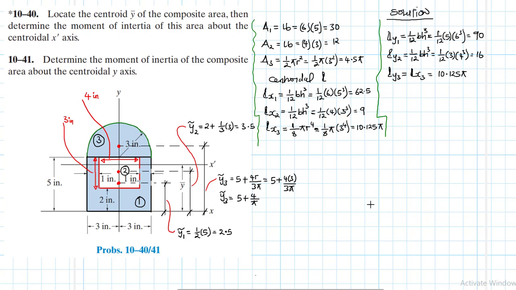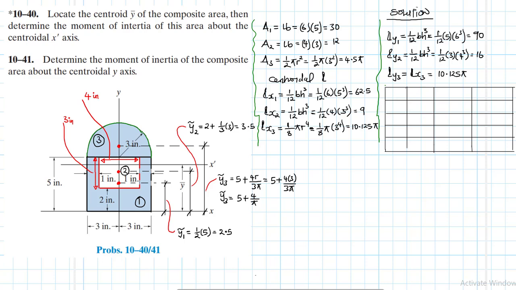Okay. So let's work out now which one do we start with. Okay, let's start with centroidal y bar. There we go. I think this is good enough. So we have part, then we have y curled, then we have area, then we have y curled area.